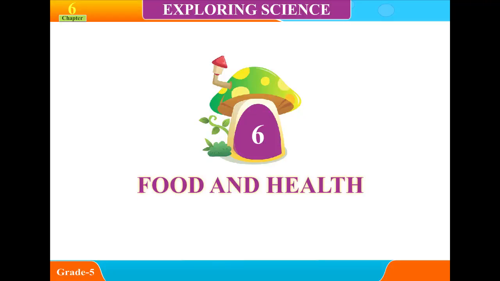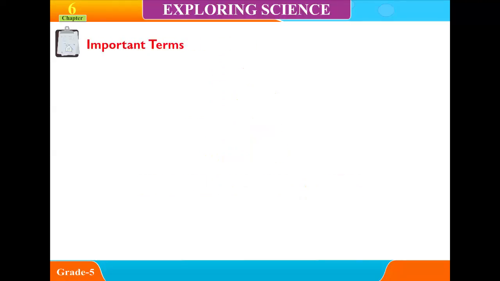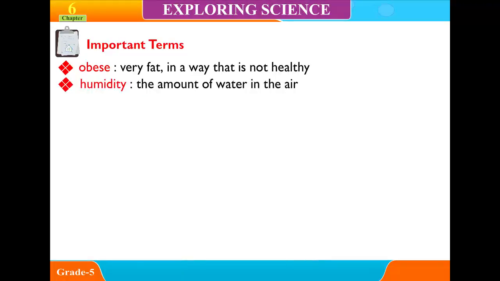Chapter 6. Food and Health. Important terms. Obese: very fat in a way that is not healthy. Humidity: the amount of water in the air.